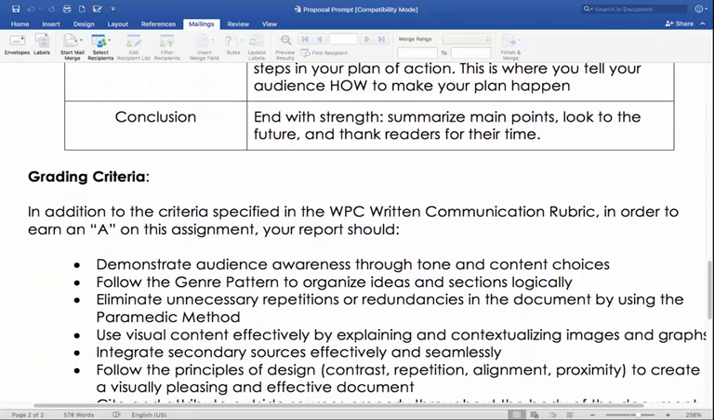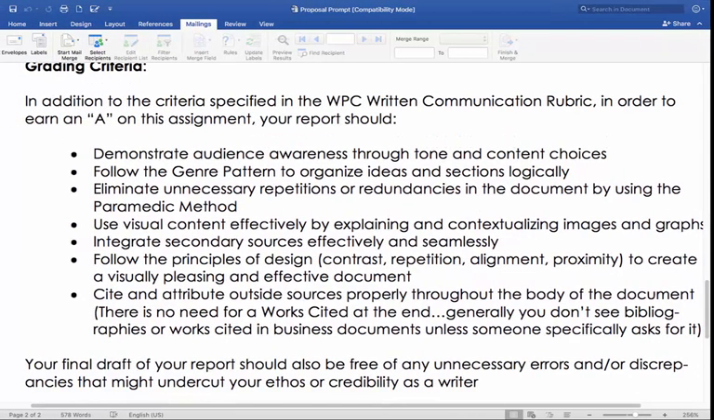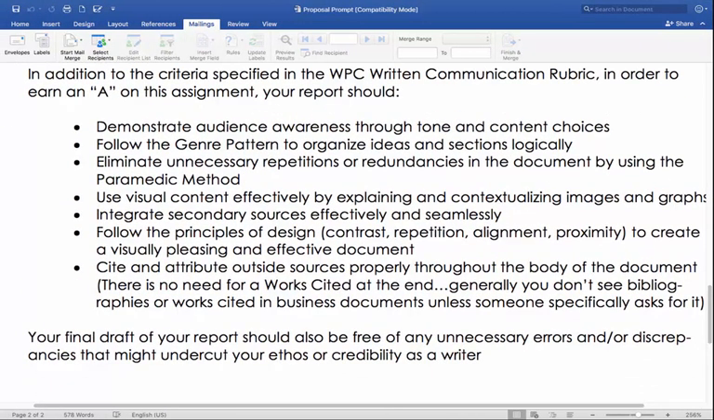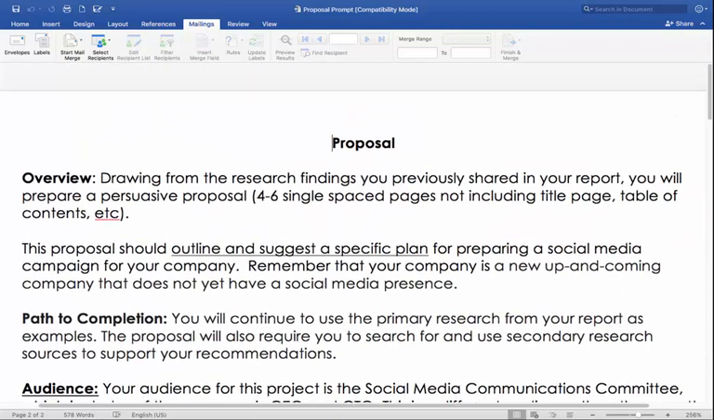You're just going to follow the genre pattern. In addition to the written communication rubric, you should do all of these things: audience awareness, follow the genre pattern, use the paramedic method, incorporate and contextualize images, seamlessly integrate secondary sources. It should be well designed and visually pleasing. You should cite and attribute your outside sources, but you do not need a works cited at the end because generally business documents don't use that. And then making sure that you have gone through and eliminated any errors. And of course that you're following the instructions in this prompt.